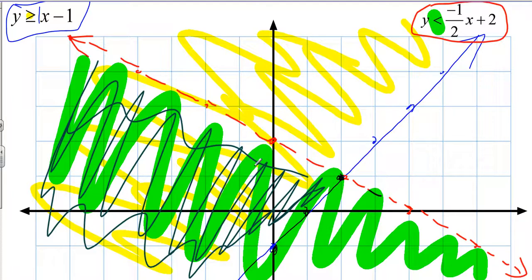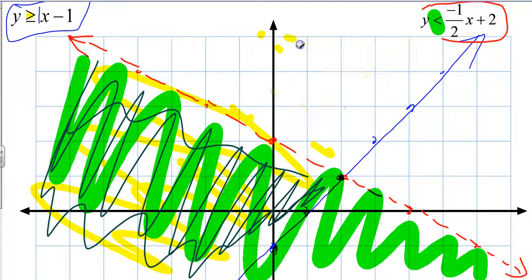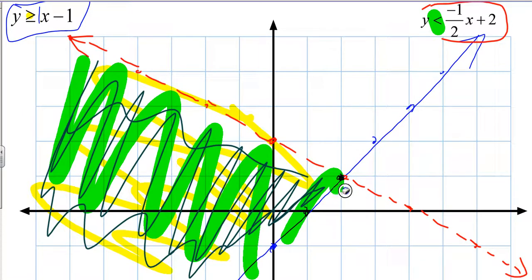Or some students actually take their eraser and erase the shading over on this side, and then they'll erase the shading over on this part as well. And that's acceptable as well. That's okay to do, and say, okay, then I can clearly see the double shading is only in this region. This is the solution region, whereas in these, only one equation is true, not both.